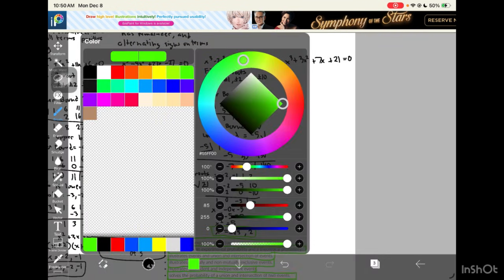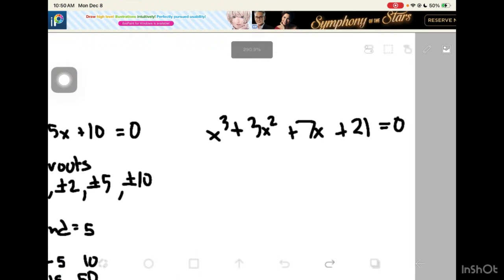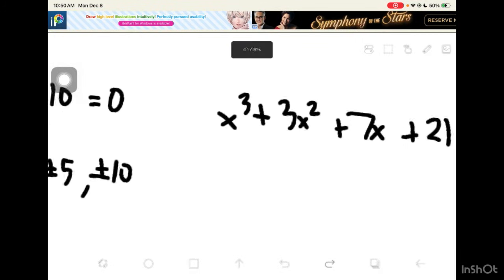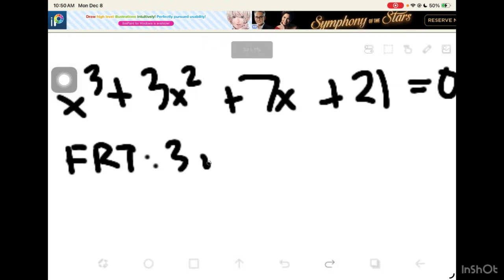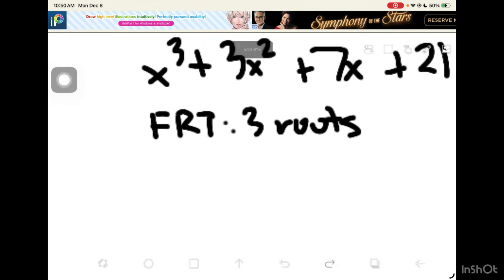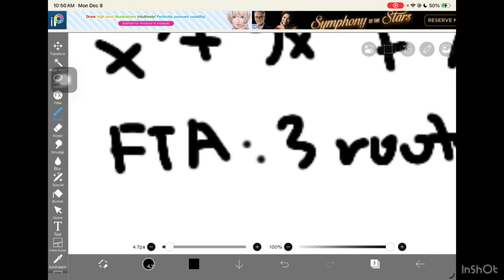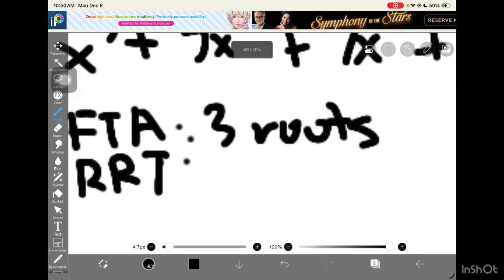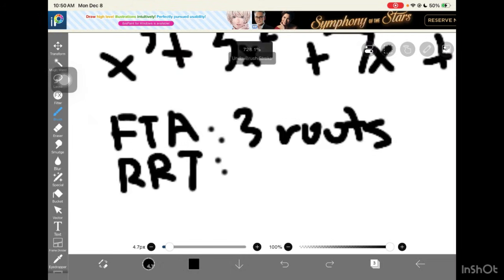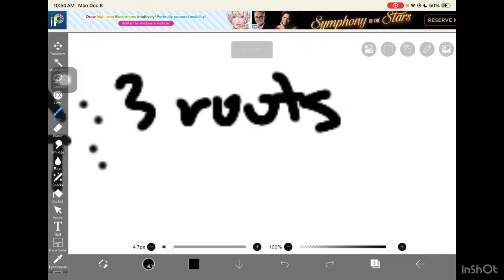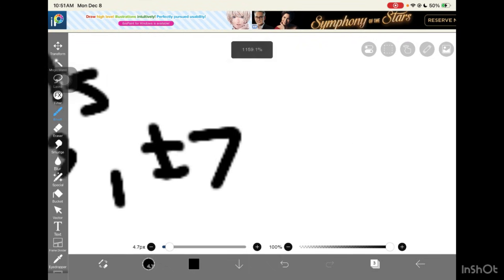Okay, last. So FTA, this is 3 roots. Oh my gosh, FTA, I'm getting them mixed up. Then RRT, factors of 21 over factors of 1, so just factors of 21, so plus minus 1, plus minus 3, plus minus 7, plus minus 21.